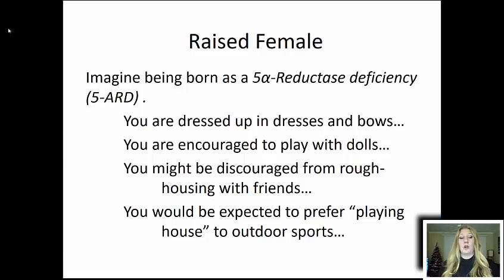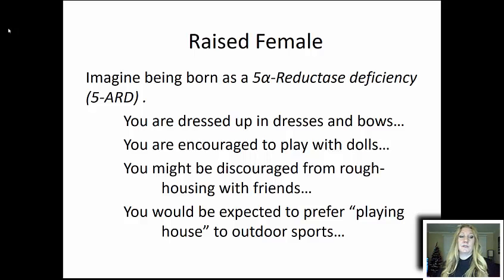So imagine being born with 5-ARD. You're genetically male, but nobody knows it. You look female, and society will treat you a certain way based on that appearance and that assumption. So you're dressed up in dresses and bows. You might be encouraged to play with dolls or help with housework. You might be discouraged from roughhousing or playing outside with friends and being kind of rowdy. You would maybe be expected to prefer playing house or being indoors to outdoor sports.